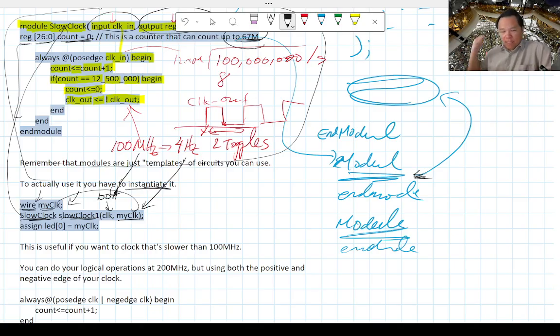Notice that I'm able to pass a wire in there, even though the input is being treated as a register. The reason you have to treat the input as a register is that the module has to remember what that state is. Because if you don't use a register, a non-register is a hard wire, and therefore it will never update, okay? And then you assign that to be your LED, and then your LED will blink at 4 hertz instead.